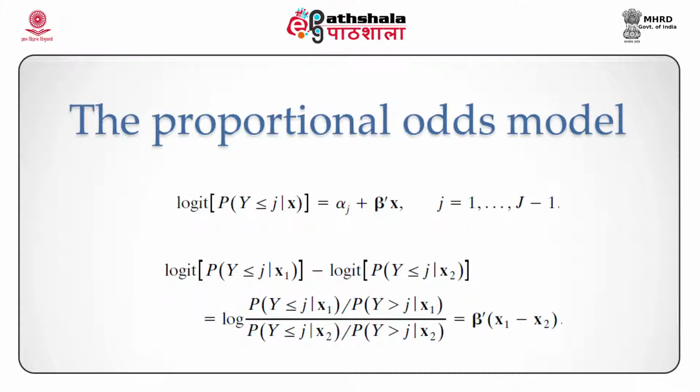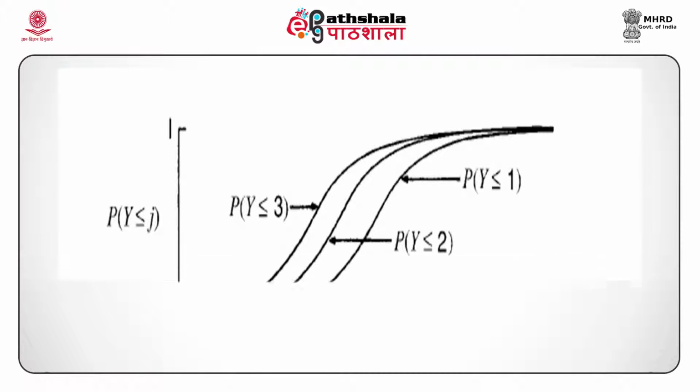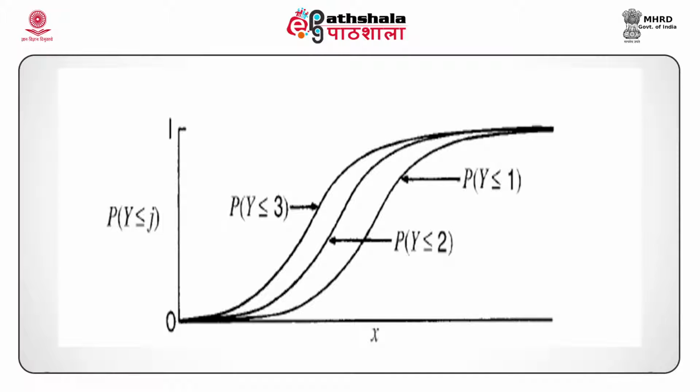From the form of the model, if we were to plot the probabilities, this is what the curves would look like. On the x-axis, we have plotted the covariate x, and on the y-axis, we have plotted the cumulative probabilities, probability y less than or equal to j. Of course, for any fixed value of x, there has to be a monotonic relationship between these probabilities, and each of these has the familiar sigmoid shape of a logistic regression. Further, note that each of these has the same slope, and this is due to the fact that we have used the same vector of log odds ratios.